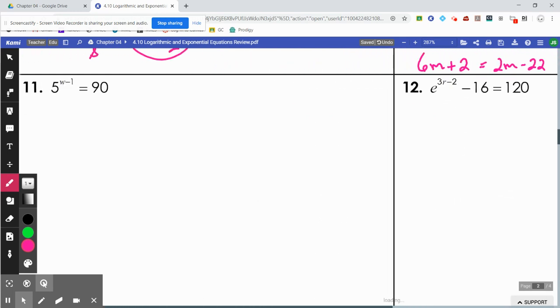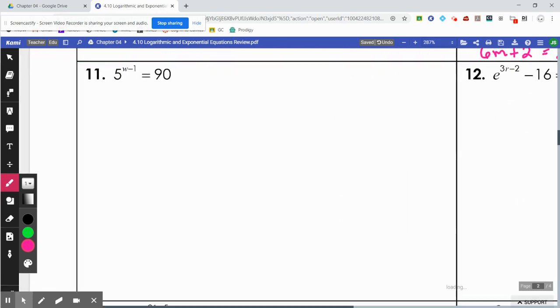Number 11. Now here, we can't change both of these to where the bases are the same, so we're going to have to solve this with logarithms. You can do one of two things. You can either take the logarithm of both sides, or remember, I'm a big fan of just simply change forms. This would be log base 5 of 90 equals w minus 1.